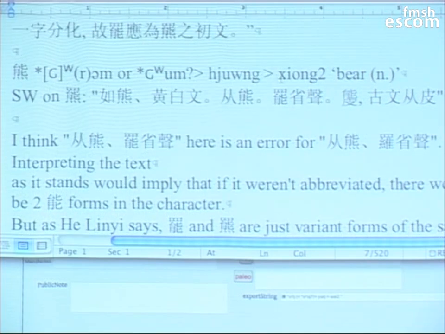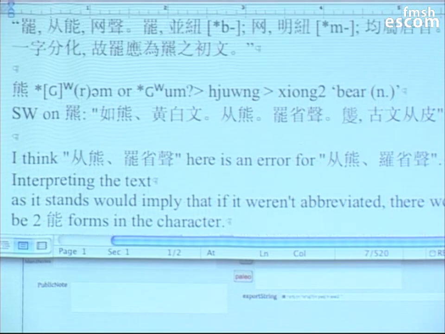Pi, which is the kind of bear, remember, is usually written with both the net at the top and the fire at the bottom, okay? And the Shuowen says for this character, like a bear, Huang Bai, with yellow or brown and white, not necessarily stripes, but decorative, you know, a pattern. It's from Xiong, and Pi Sheng Sheng.